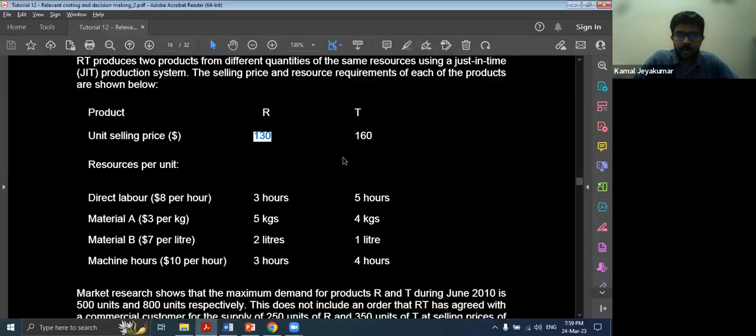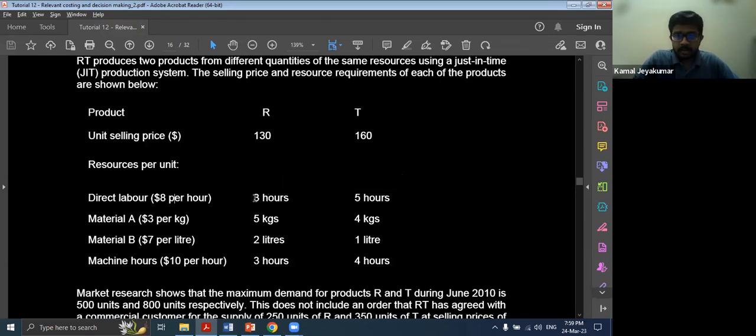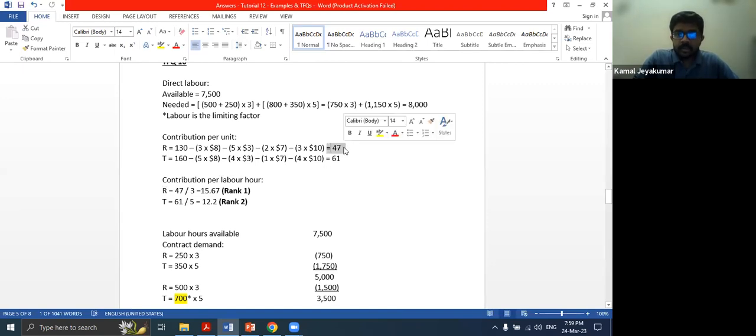Same thing you have to do for product T: 5 hours into $8, 4 kilograms into $3, 1 liter into $7, 4 hours into $10. You have to deduct each of these from $160, which is your selling price. It will give you contribution per unit. Now, step number 3, you have to calculate contribution per limiting factor. So product R needs 3 hours. This direct labor is your limiting factor. So 3 hours of direct labor is needed. $47 contribution per unit divided by 3 hours is $15.67 per hour. For product T, $61 per unit divided by 5 hours is $12.2 per labor hour. So product R is number 1, product T is number 2.